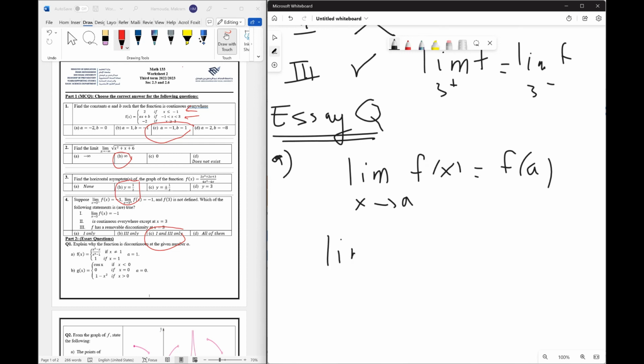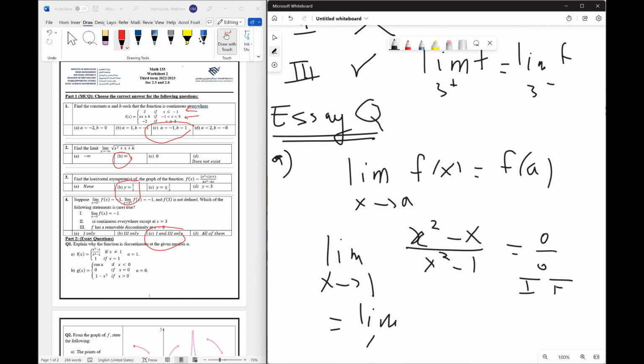So my limit, when x approaches 1, is the limit of x squared minus x over x squared minus 1. So clearly when we substitute, this is 0 over 0, so indeterminate form. So I have to continue, limit x approaches 1, x multiplied by x minus 1, and x minus 1 multiplied by x plus 1 when we factor all this. So we simplify by x minus 1, and then we can substitute, so it is equal to half.